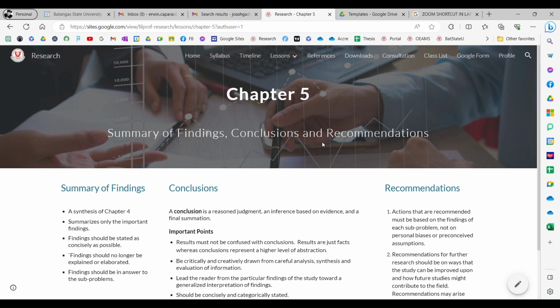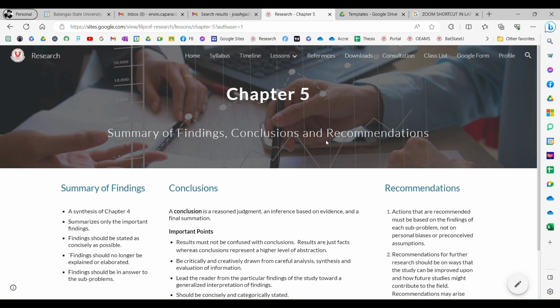In short, we will just summarize the presented results, per item, in your chapter 4. I want you to focus particularly on the analysis and interpretation, and make a summary of it. Then that will be your summary of findings. The next part is the conclusion. It is a reasoned judgment, an inference based on evidence, and a final summation. It is actually a generalization of what you have presented in the summary of findings.